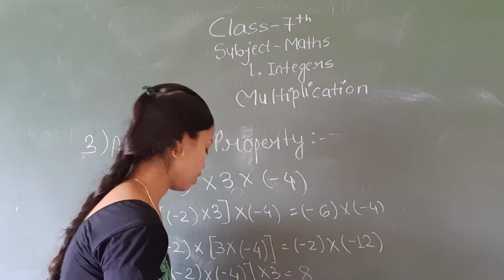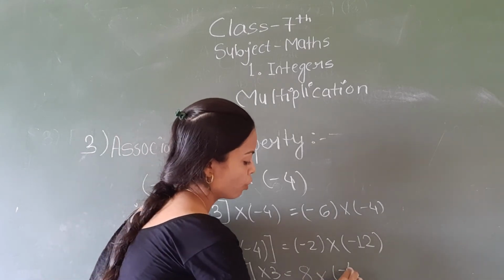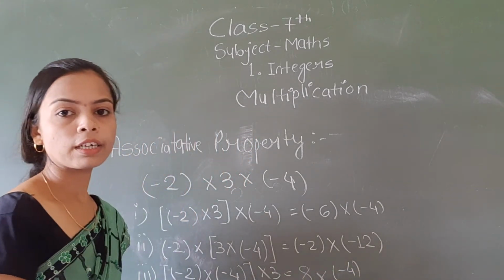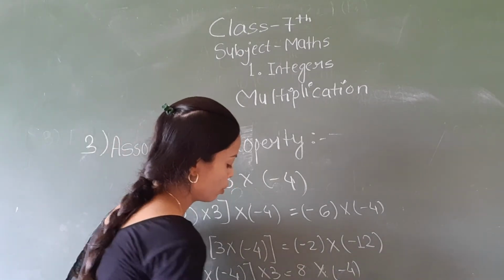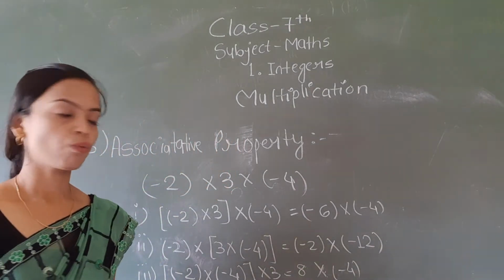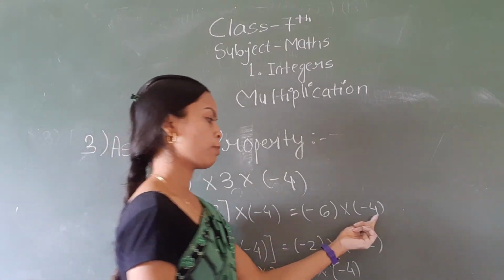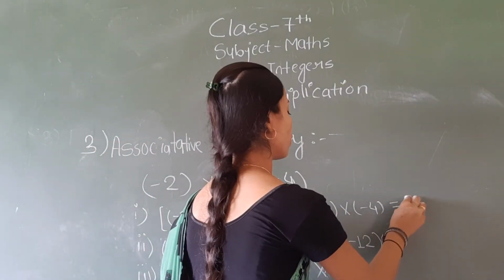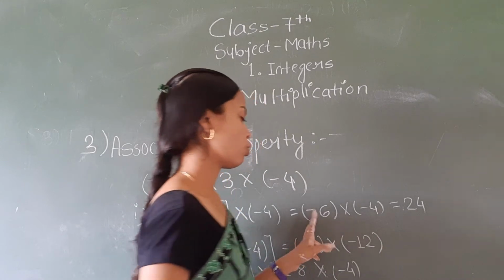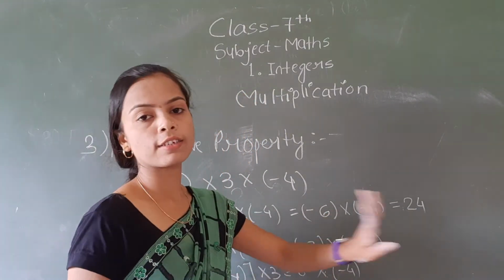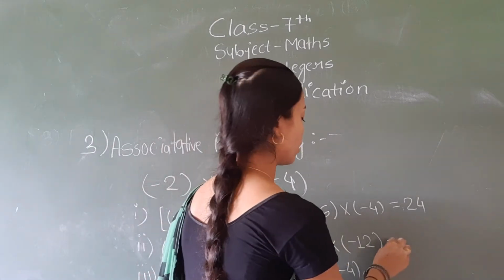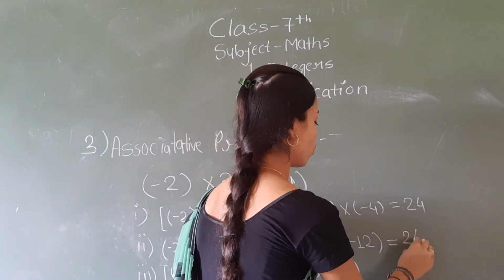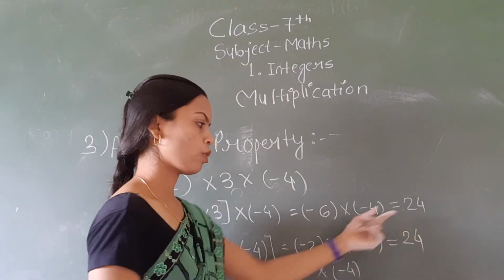It is 8 into 3. Now -6 into -4 is 24, because both are negative integers, your answer is a positive integer. -2 into -12 is 24. Again, same, 24 and 24.